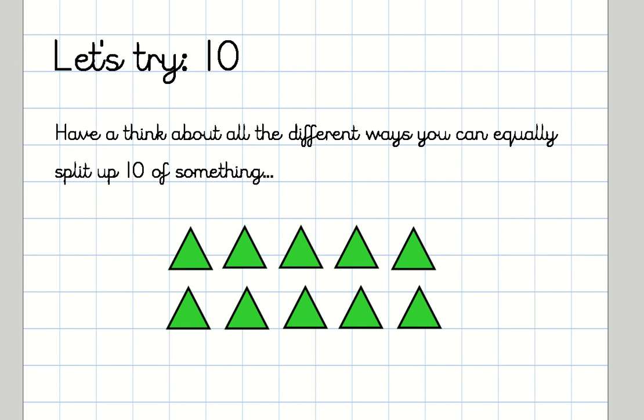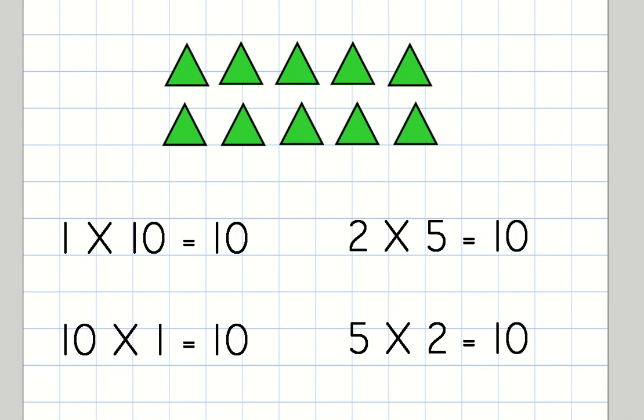What we're going to do now is to think about trying it with 10. Have a think about all the different ways you can equally split up 10 of something. I would suggest you pausing the video here and maybe getting 10 pencils. You could find 10 of anything and see how you can equally split those up. Once you've done that, we can then have a look at what we found.